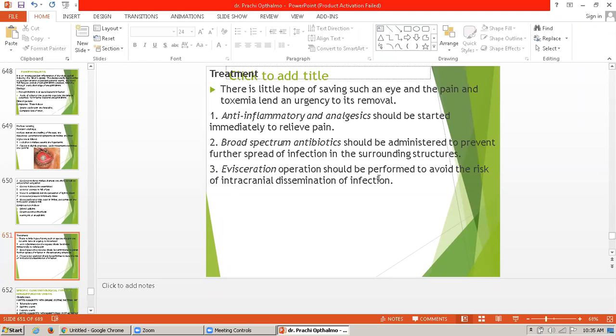Evisceration, that is, an operation, should be performed to avoid the risk of intracranial dissemination of infection. So evisceration is required in cases to avoid the risk of intracranial dissemination. So in the treatment of panophthalmitis, anti-inflammatory drugs and analgesics are used to relieve pain, then broad spectrum antibiotics are administered to prevent further spread of infection, and then evisceration is performed to avoid intracranial dissemination of the infection.